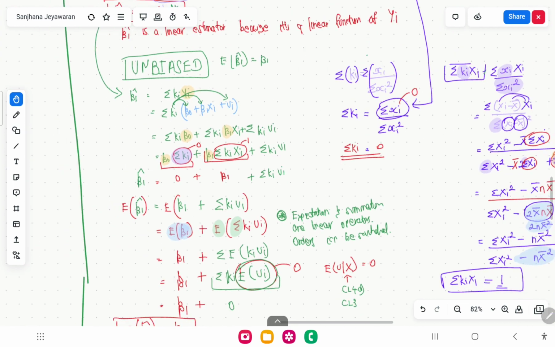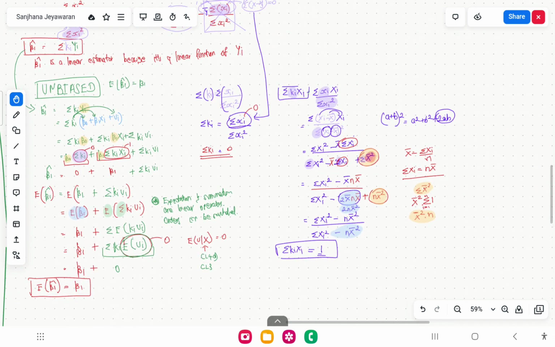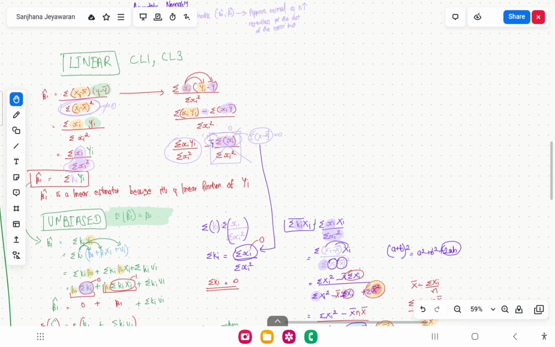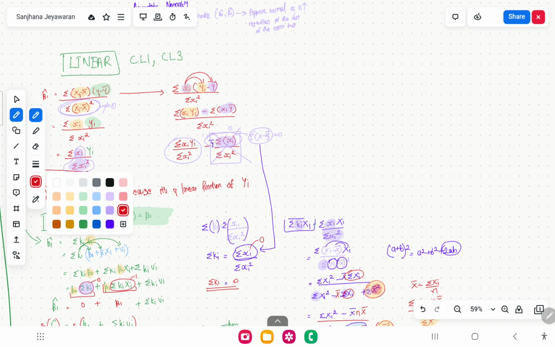Yay! That's what we wanted to find, right? Expectation of beta 1 equals beta 1. This is what we refer to as unbiasedness. So this is how we prove that beta 1 is an unbiased estimator. Since we are starting off with the answer which we got for linear, we are using CL1 and CL3 even in unbiasedness. We have to use that in order to prove that it's unbiased. So CL1 and CL3 are definitely there.